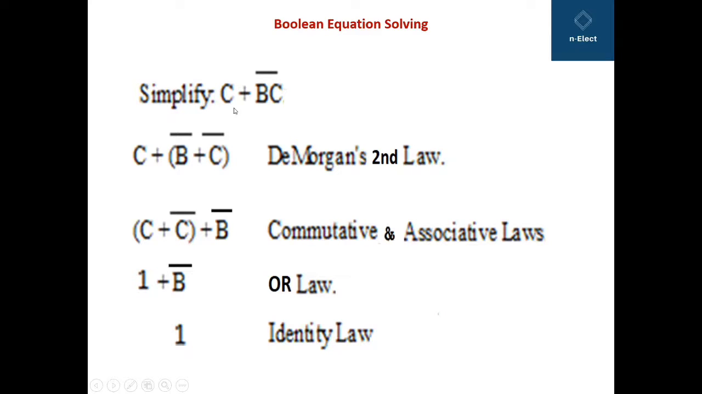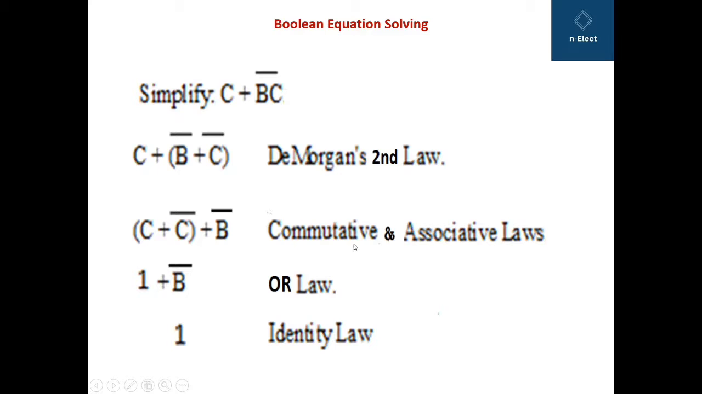So the first problem given is C plus (BC) whole bar, and we have to simplify it. To simplify it, we can clearly see that for the BC bar part of the expression we can apply De Morgan's second law, as it is very similar to that. The complement of a product can be converted into the sum of complements. So we can write it as C as it is, plus, by applying De Morgan's law, (BC) whole bar can be written as B bar plus C bar.